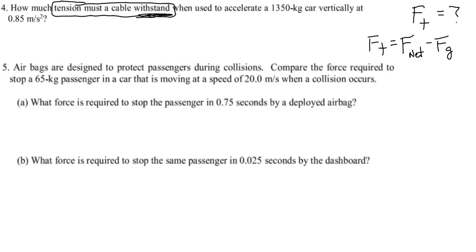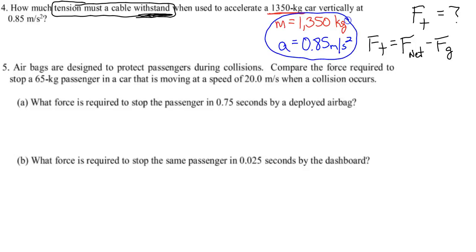Okay, so it's being used to accelerate a 1,350 kilogram car. So the mass is 1,350 kilograms. And the acceleration that it is accelerating at is 0.85 meters per second squared. So the combination of these two will give us the net force. We are also going to have to calculate the force of gravity. So let's start with the net force since it gave us that information.